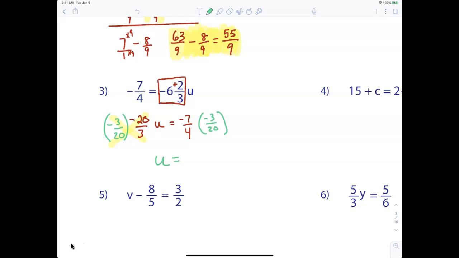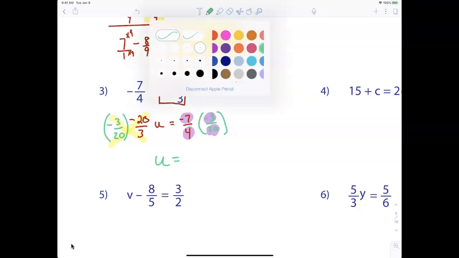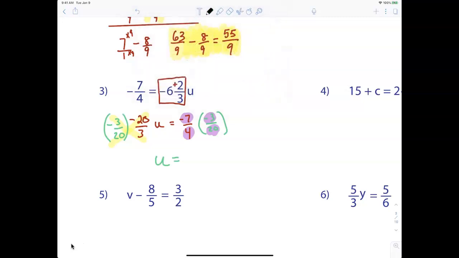Now we have to refresh on our multiplying fractions. Notice I can't cancel this way. I can't cancel this way. So that means I just multiply straight across. And when I multiply straight across, I'll get u equals negative times a negative is a positive, 21 over 80. So that's my answer. Now remember, keep in mind that 21 over 80 I know is correct, and I can't reduce it because I couldn't reduce the fractions up above. Hopefully you're doing fine.